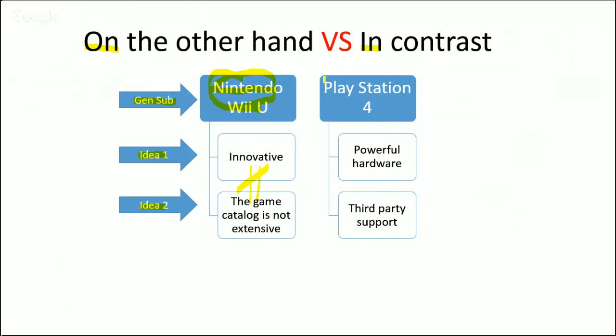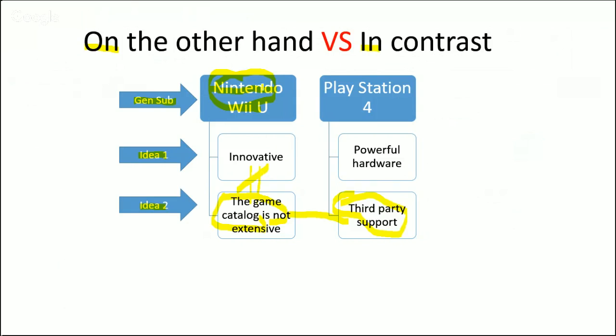Now, when I want to contrast two ideas that belong to different general subjects, in that case is when I'm going to use in contrast. For example, here I'm talking about the PlayStation 4, which is my general subject, and the idea is that PlayStation 4 has full third party support. Therefore, it has a very extensive game catalog.